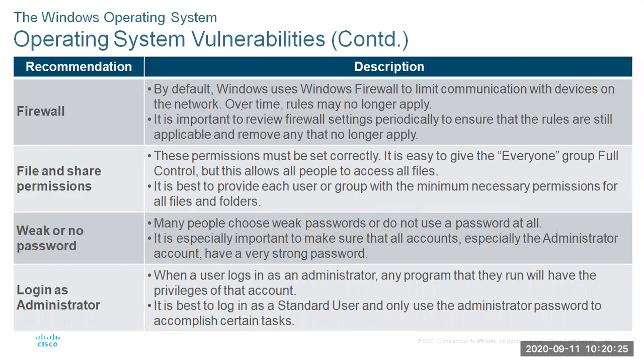Firewall: by default, Windows uses the Windows firewall to limit communications with devices on the network. The firewall prevents other devices from getting into your system unless you decide to open that particular port, or you decide to disable the firewall, or you decide to apply a new rule. File share permissions must be set correctly. It is easy to give the everyone group full control, but this allows all people to access all files, especially when you're on the network.